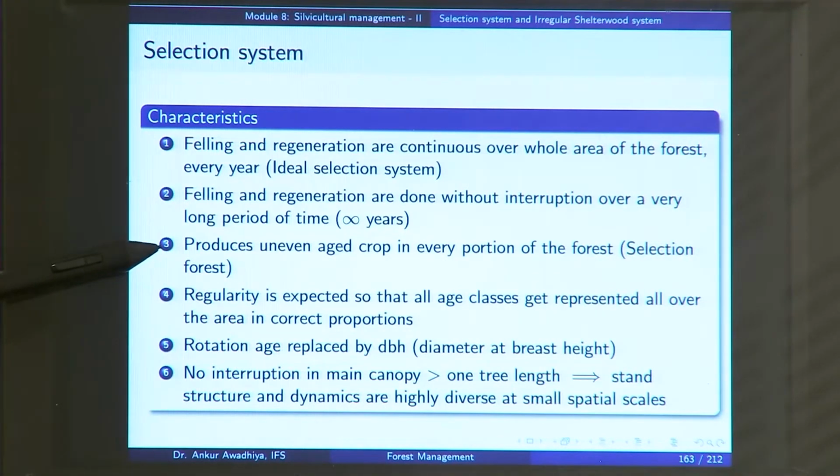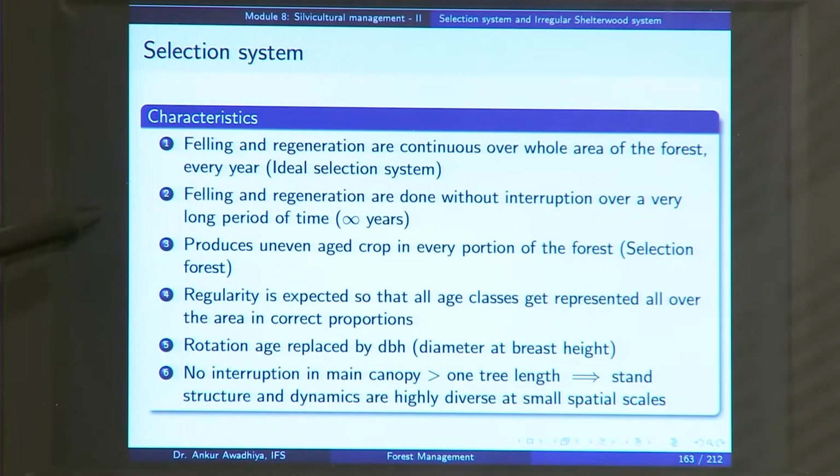It produces uneven aged crop in every portion of the forest, which is known as a selection forest. Now, we had seen that in the case of the other silvicultural systems, we were producing an even aged forest, which means that in every stand the ages of the trees differ by less than 20% of the rotation age. But in the case of a selection system, we are producing an uneven aged forest, which means that the trees have very different ages, and the age difference between the trees is greater than 20% of the rotation age that you have selected.